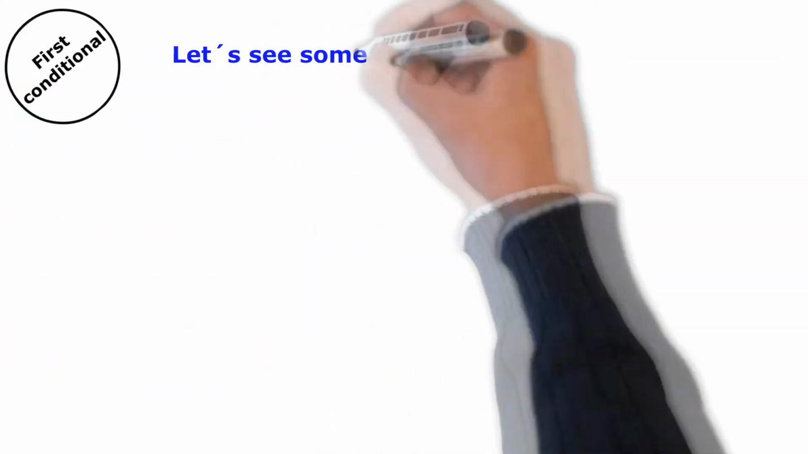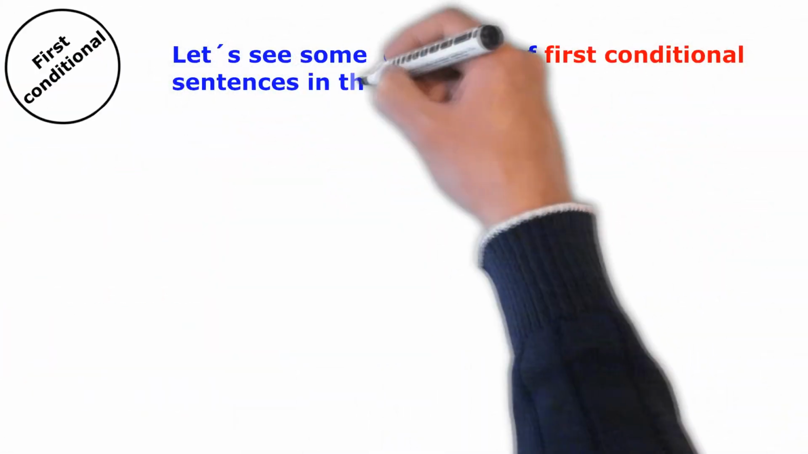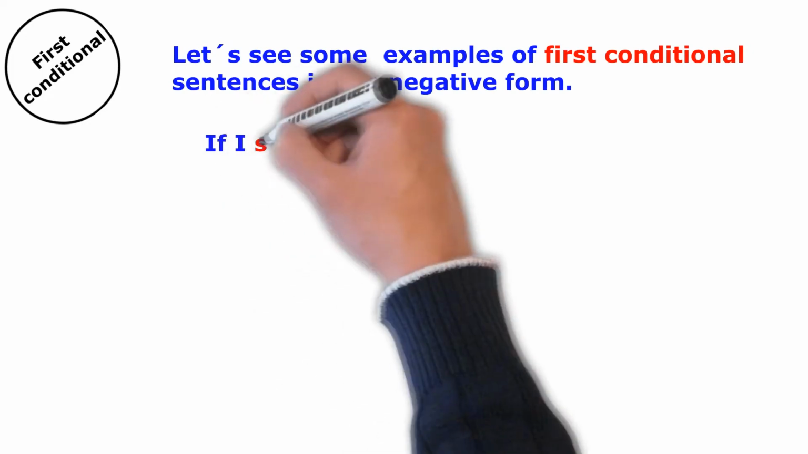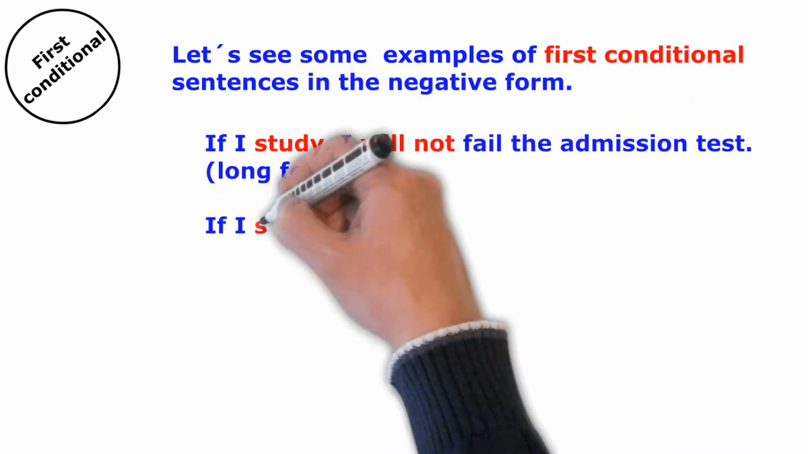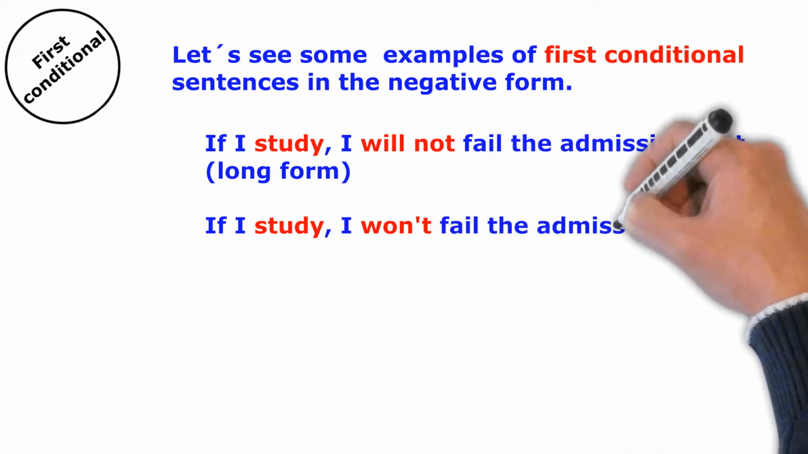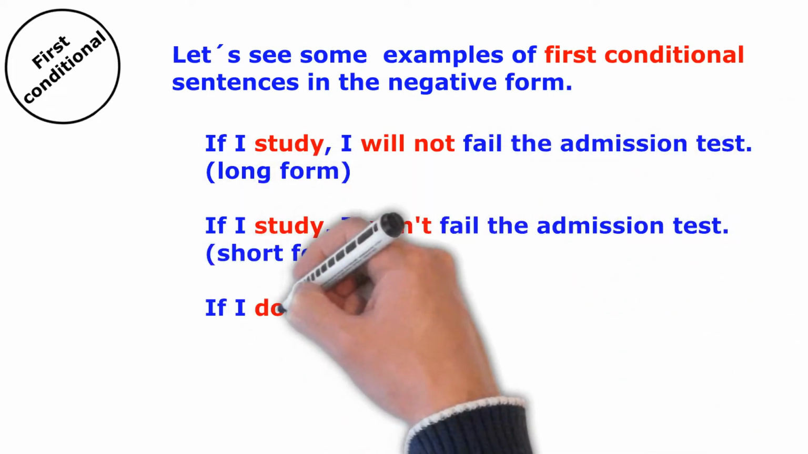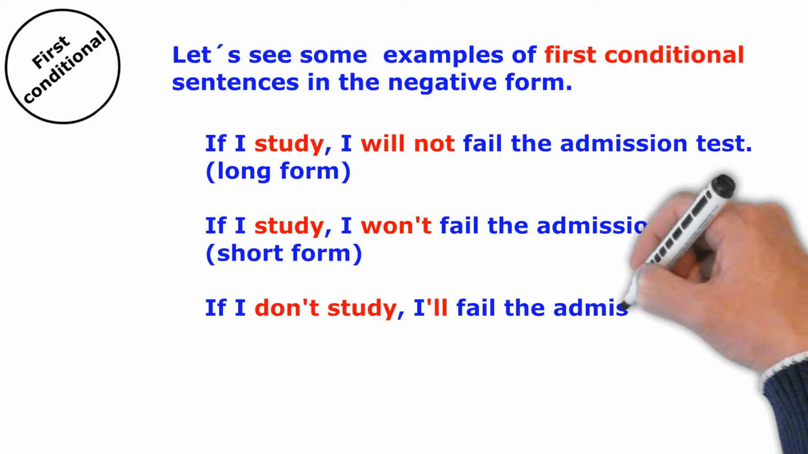Let's see some examples of first conditional sentences in the negative form. If I study, I will not fail the admission test. Long form. If I study, I won't fail the admission test. Short form. If I don't study, I'll fail the admission test.